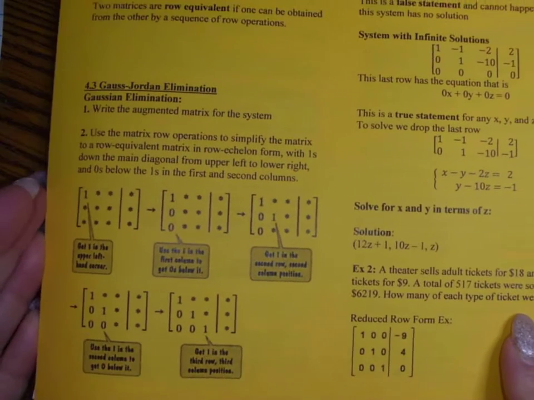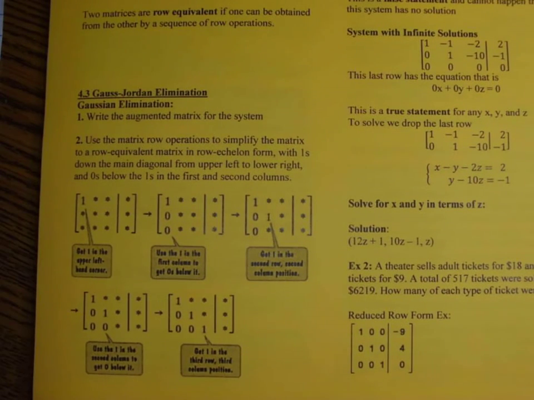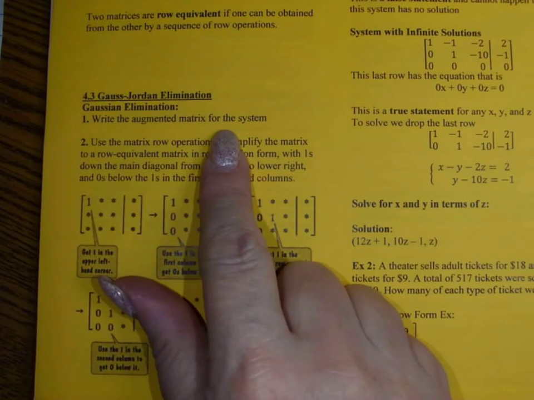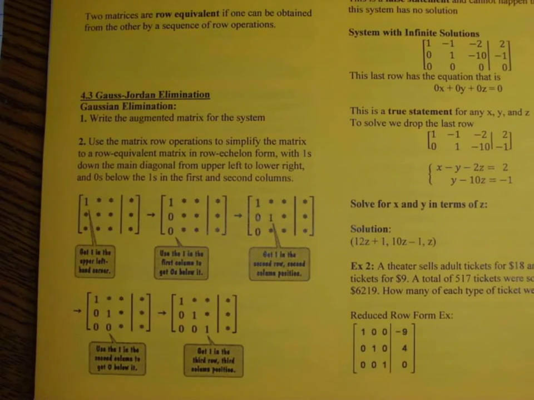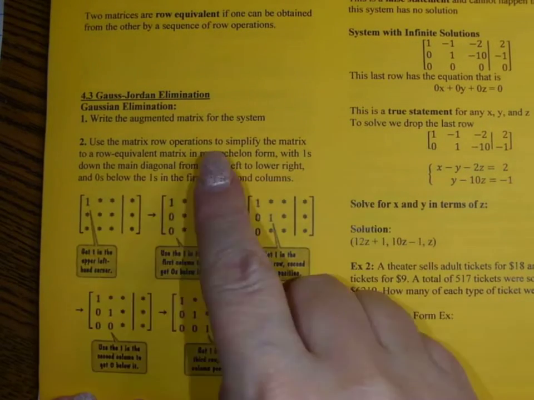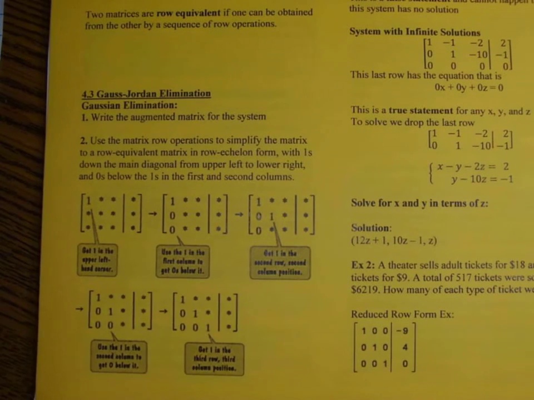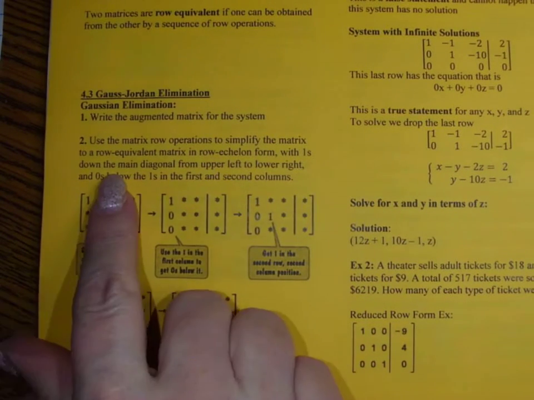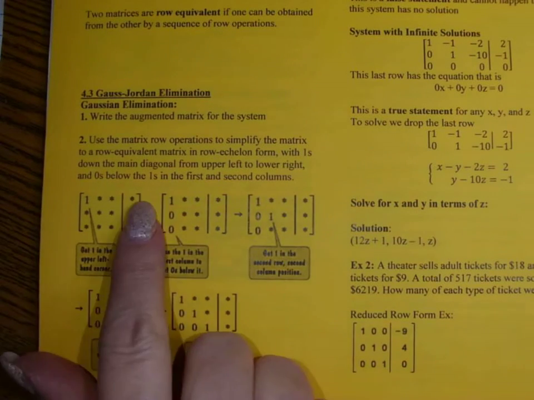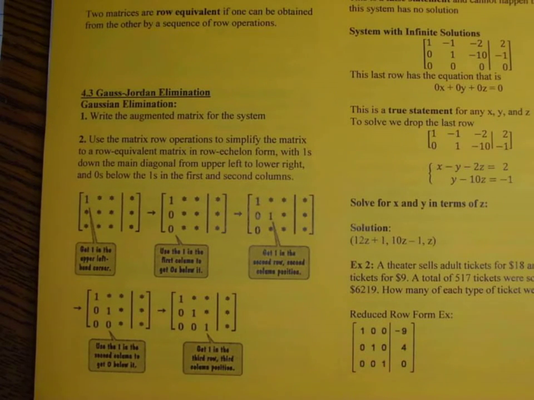All right, so here we're going to learn about Gauss-Jordan elimination. We need to write the augmented matrix for the system. We've talked about doing that in the previous section. And we're going to use the matrix and row operations to simplify the matrix to a row equivalent matrix in row echelon form, with ones down the main diagonal from upper left to lower right, and zeros below the ones in the first and second columns.